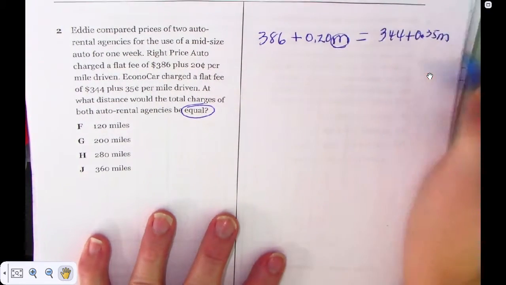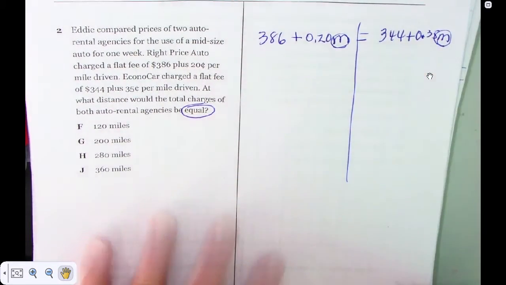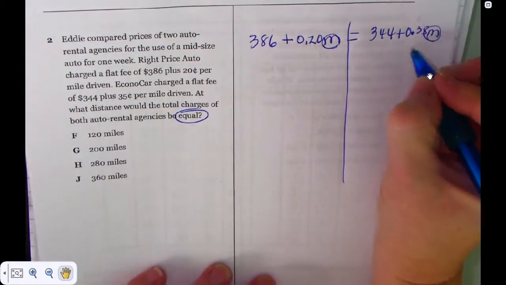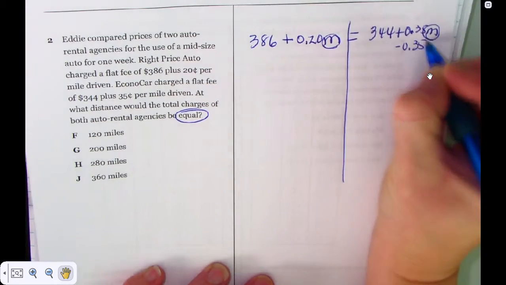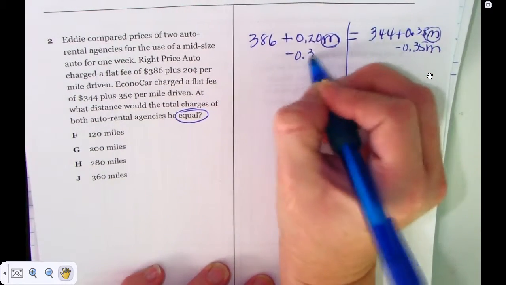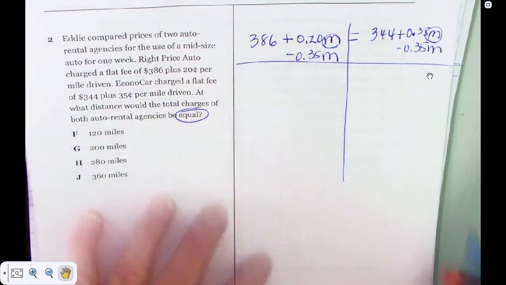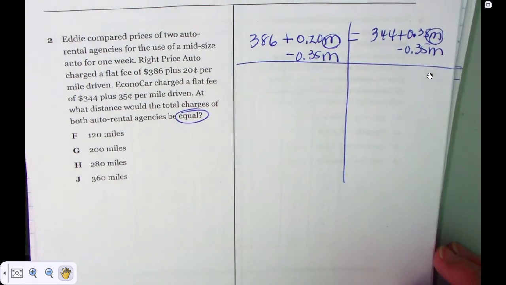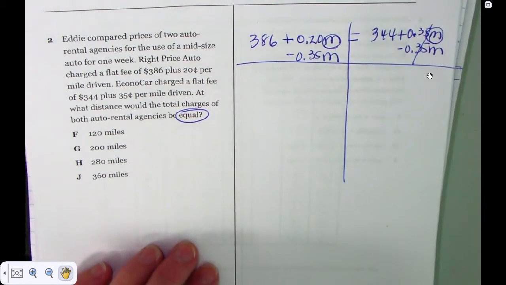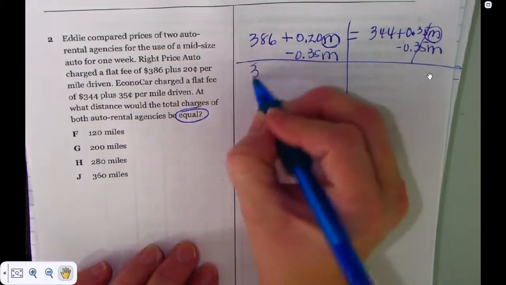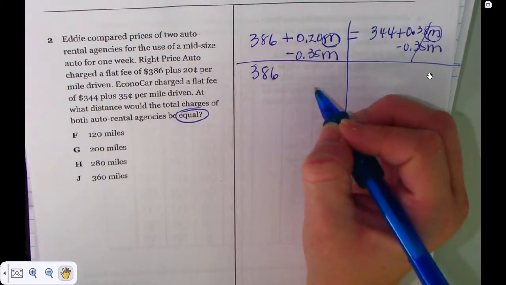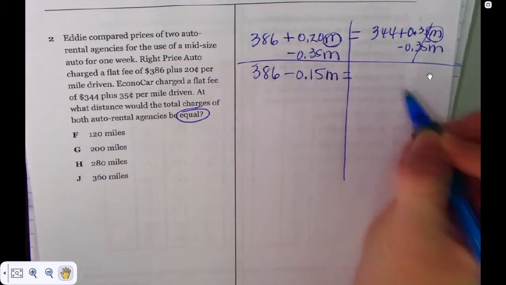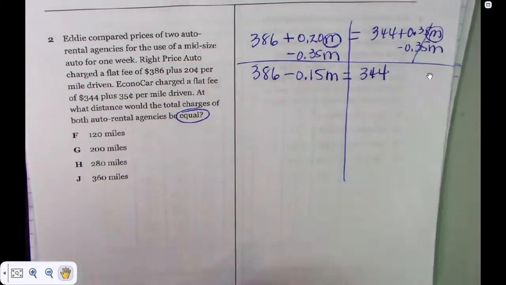So we're going to circle M's, draw my river. Uh-oh, I've got M's on both sides. So I need to go subtract 0.35 M. Get rid of my M's over there. So I get 3.86, what? Minus 0.15 M equals 3.44.